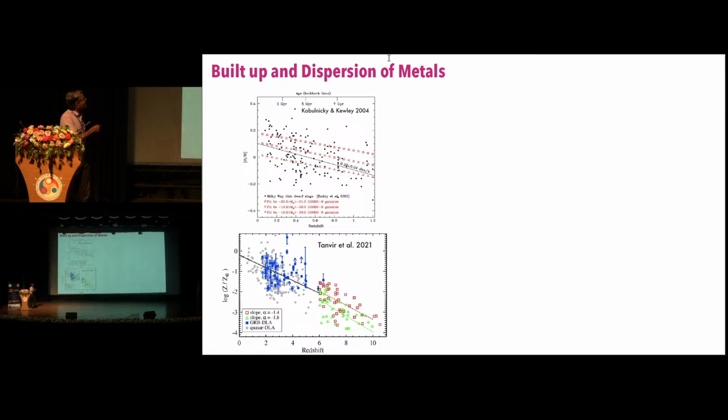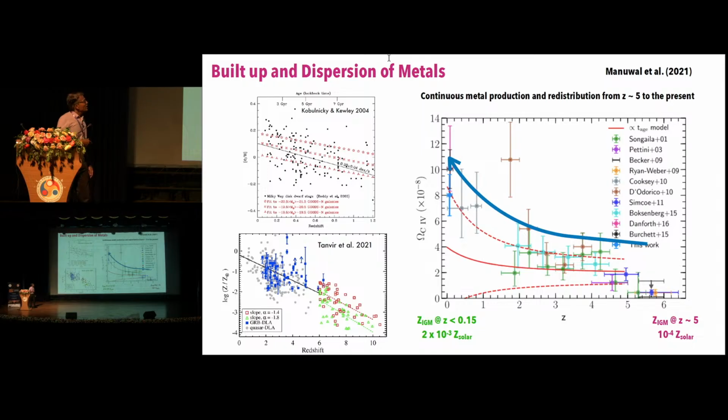These are ISM metallicities, H1 metallicities associated with damped Lyman alpha absorbers seen along quasar and GRB sight lines. So you can see that there is a slow buildup of metals with time happening in the universe, and this is because stars are producing heavier elements which are being thrown back into the interstellar medium.